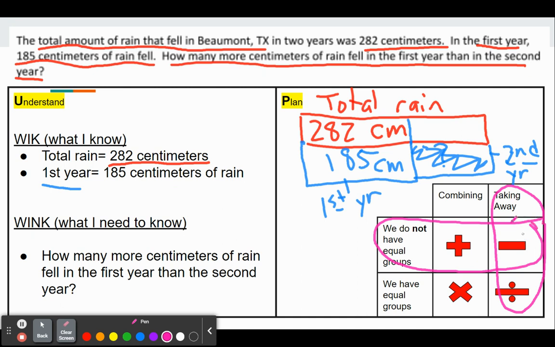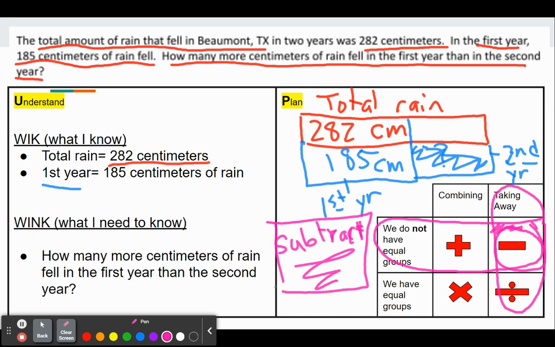The portions that have been selected are this one right here. Subtraction covers my categories of taking away and not having equal groups. So subtraction is what my plan is going to be. I need to subtract. So that is my plan. I need to subtract.